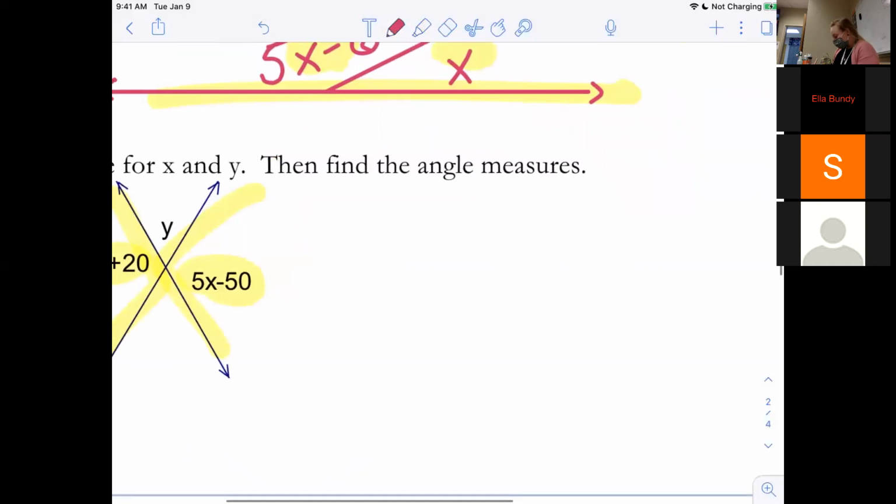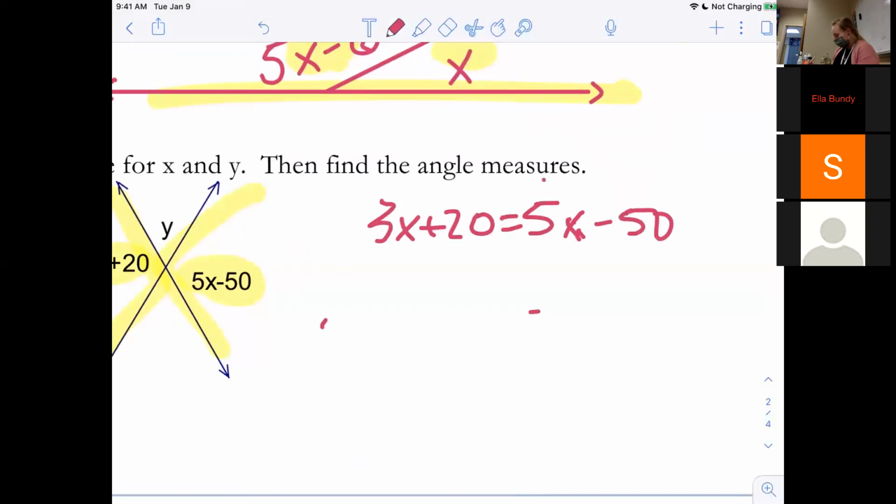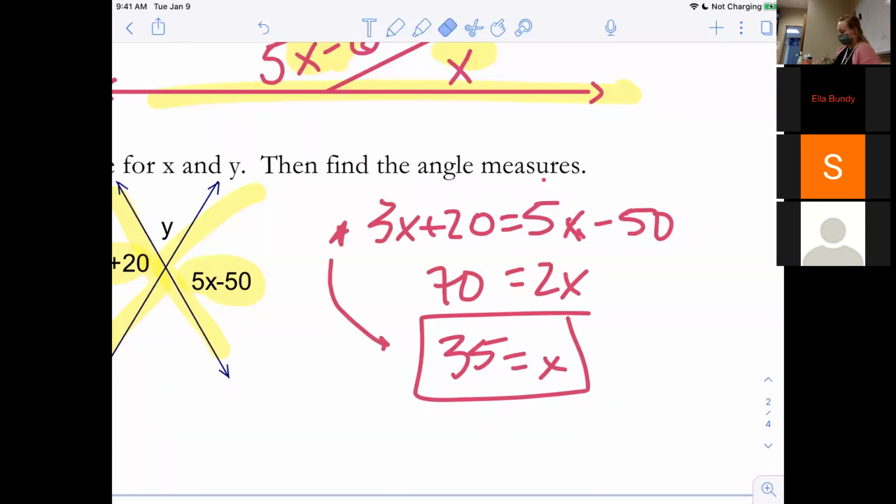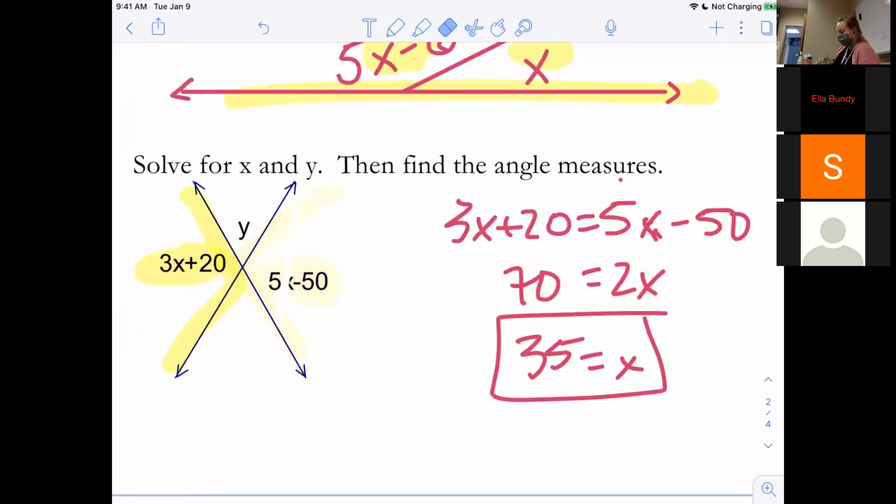3x plus 20 equals 5x minus 50. Come on, iPad. There we go. And then we can solve. Minus 3x is 2x. Add 50 is 70. 35 equals x. Also, guys, I kind of fly through the algebra. So if you're like, I got the equation and I don't know how to get the answer, let me know and we can sit down maybe sometime outside of class, because that's what I already assume you guys know.